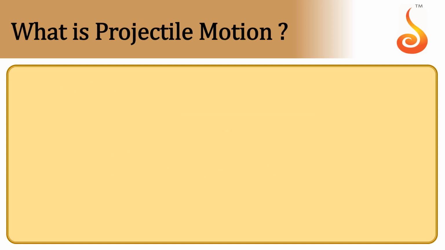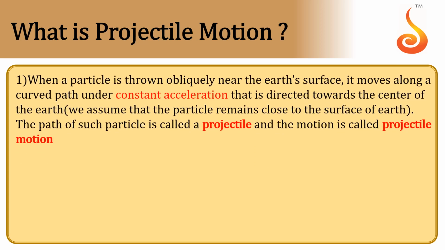What is projectile motion? Projectile motion can be expressed in two ways. The first one is when a particle is thrown obliquely near the Earth's surface, it moves along a curved path under constant acceleration, that is, directed towards the center of the Earth. We assume that the particle remains close to the surface of the Earth. This is important. The path of such a particle is called projectile and the motion is called projectile motion.